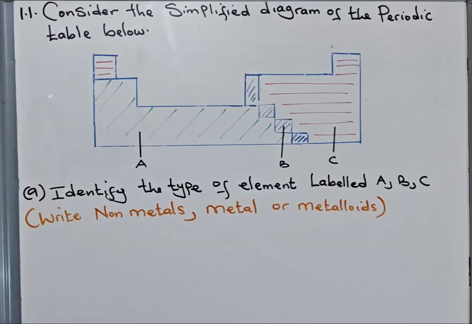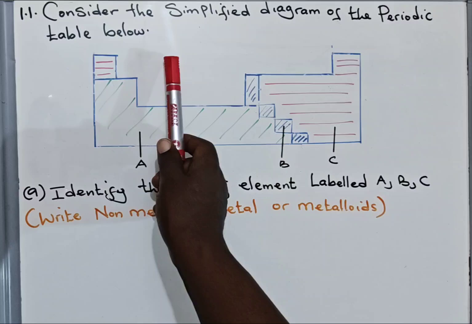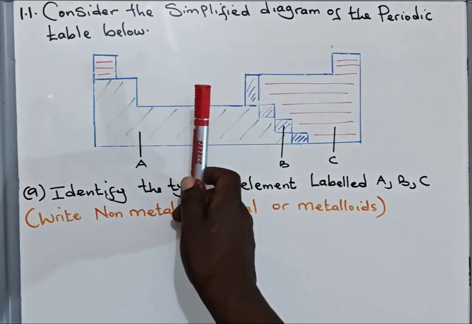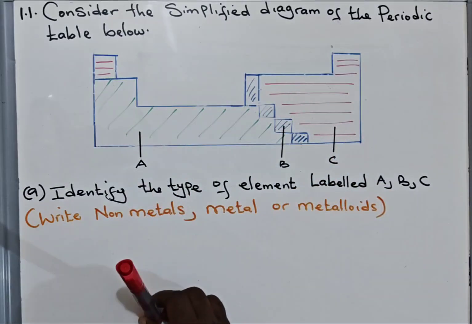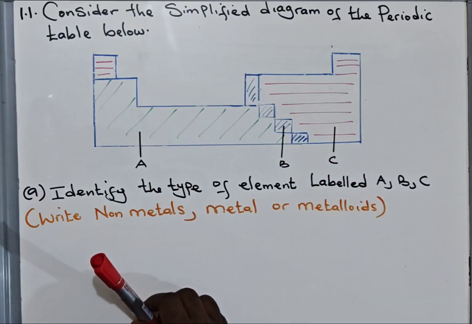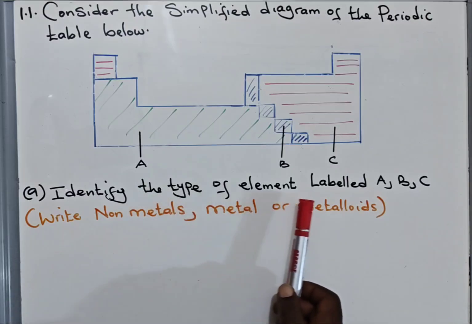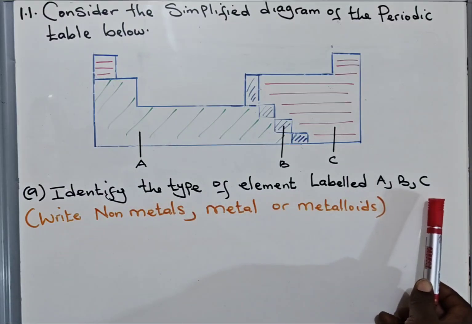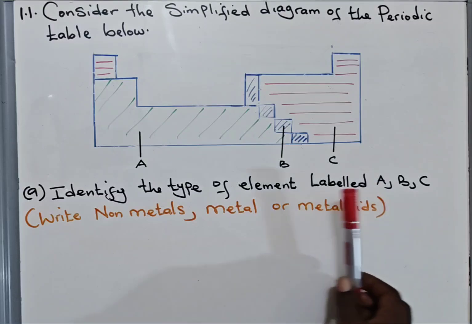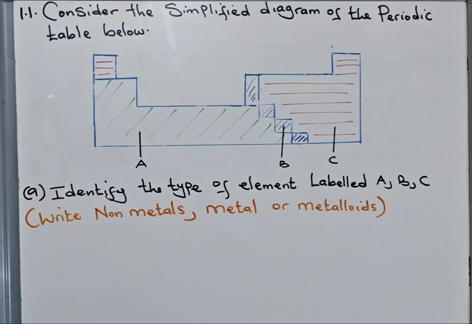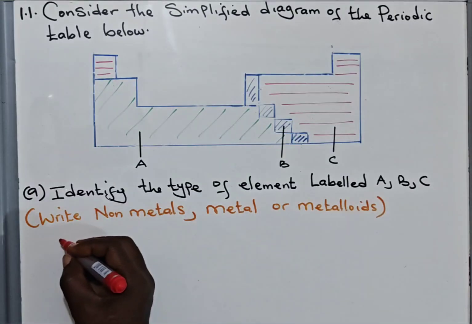Today we're looking at this grade 10 question. It says: consider the simplified diagram of the periodic table below. This is the diagram we are talking about. The question says: identify the type of element labeled A, B, C. Write nonmetals, metals, or metalloids. Let us start with A.